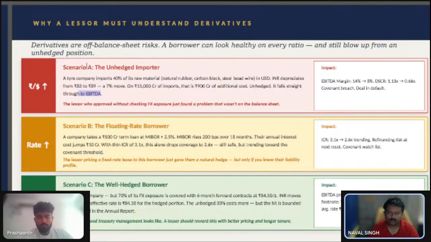That's the unhedged importer. Scenario B is the floating rate borrower. The company takes a 500 crore term loan at MIBOR, which is Mumbai Interbank Offered Rate, or LIBOR, which is London Interbank Offered Rate, plus 2.5%. And if MIBOR rises 200 basis points, which is 2%, over the next 1.5 years, their annual interest cost jumps by 10 crore. If you see this one here, the annual cost jumps by 10 crore.